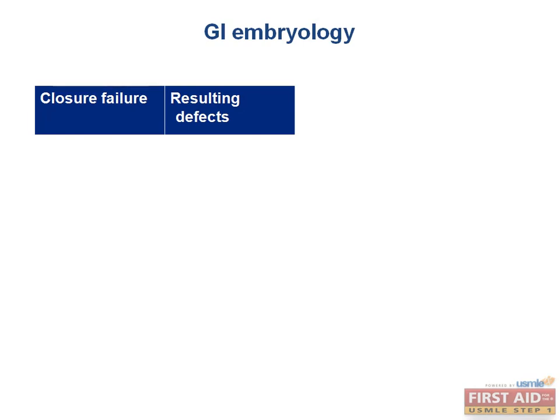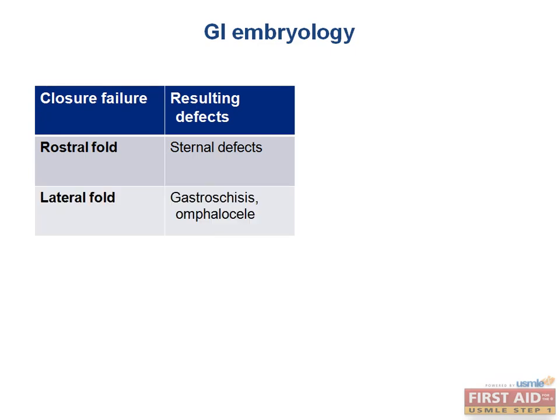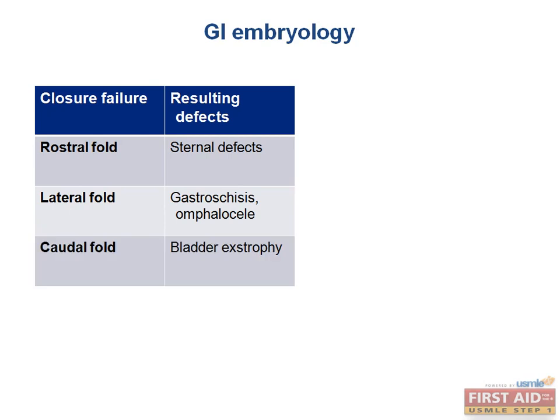Let's go over some examples of anterior abdominal wall defects in this table. First, rostral fold closure results in sternal defects. Second, incomplete lateral fold closure can result in omphalocele and gastroschisis, which we will discuss more in a moment. Lastly, inappropriate caudal fold closure results in bladder exstrophy with part of the bladder outside the abdominal wall.